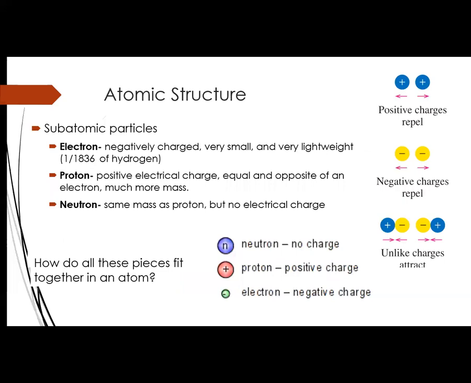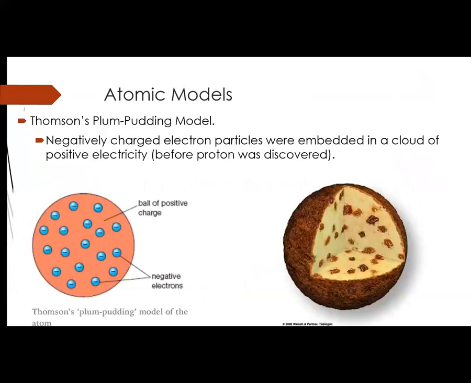So electrons were kind of our first part that we discovered. At that time, we didn't know about those protons and those neutrons, right? And don't worry, we're going to come back and talk about our protons and our neutrons in just a second. And so Thomson, he proposed what he calls the plum pudding model of the atom.